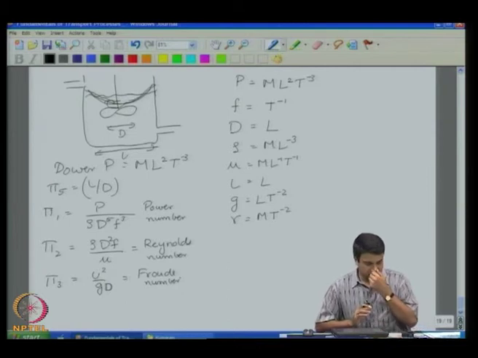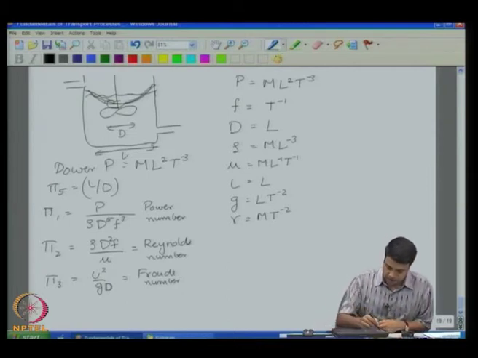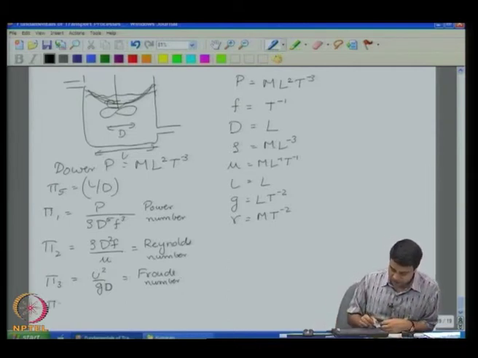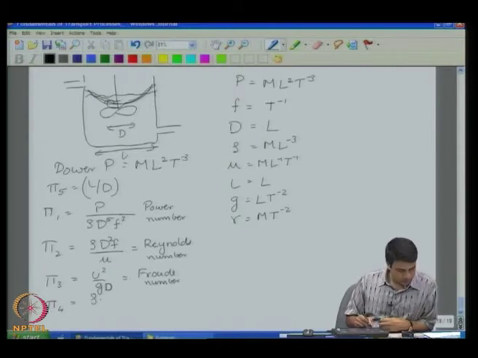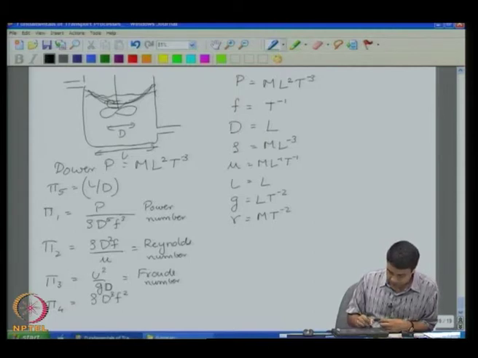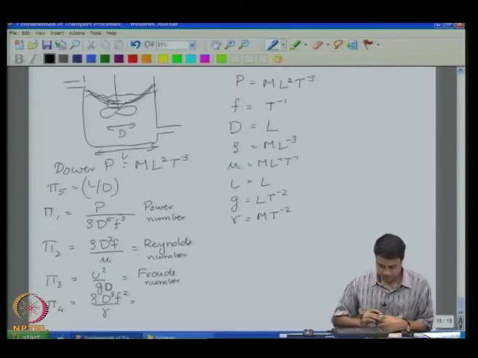And there has to be one that involves surface tension. Once again, on a dimensional basis, it is quite easy to see what that is. This has to be rho d cubed f square by gamma. This is called the Weber number.